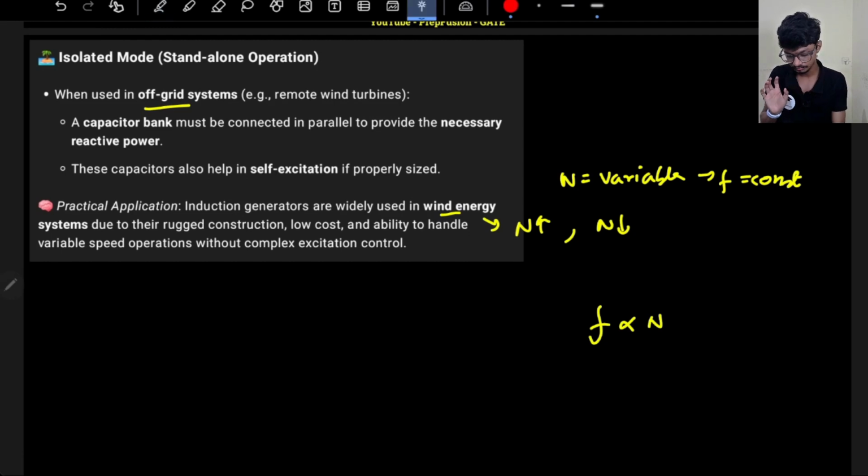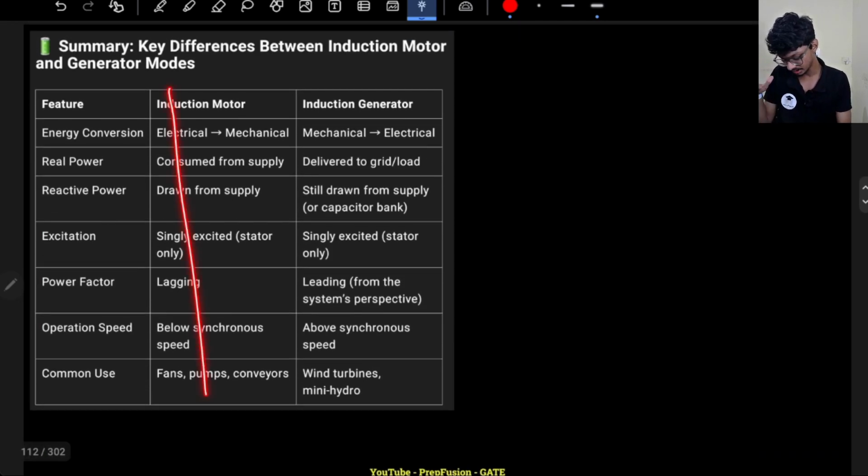So that's why we don't prefer this, right? We don't prefer synchronous generator in wind turbines. Okay, very key point to understand here. So this is the summary basically, that difference between induction motor and generator.